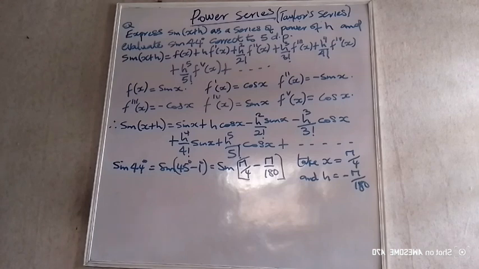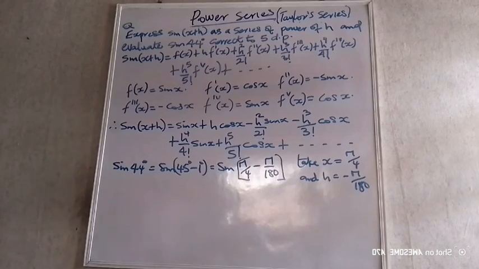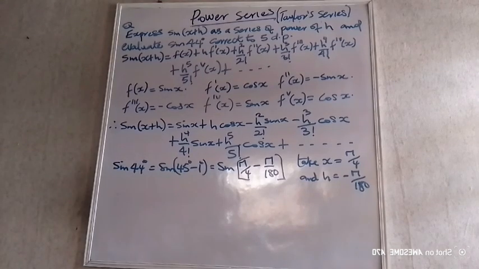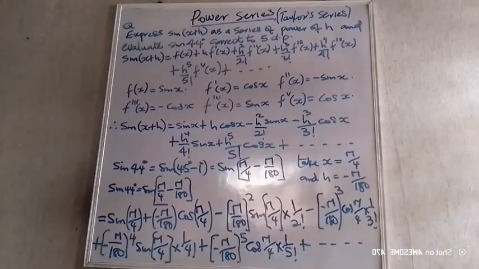You know, when we are handling this kind of thing, everything should be in radians. So that's why we are resolving everything to be in radians. Therefore, to express sine 44 degrees in series, we are going to have it like this. Now, sine 44 degrees is equal to sine of pi over 4 minus pi over 180. And we have said that we take x to be pi over 4 and h to be minus pi over 180.